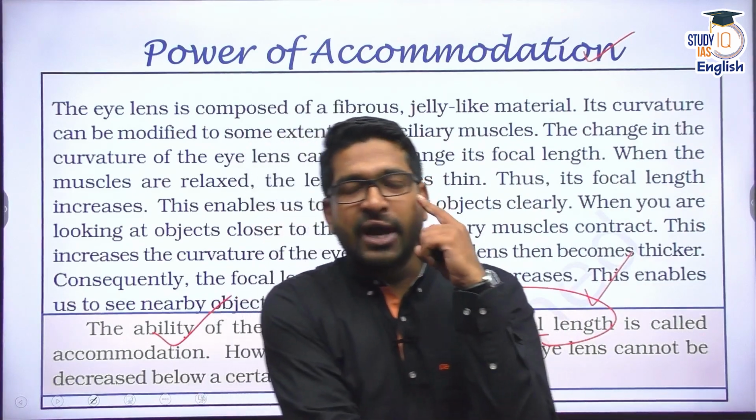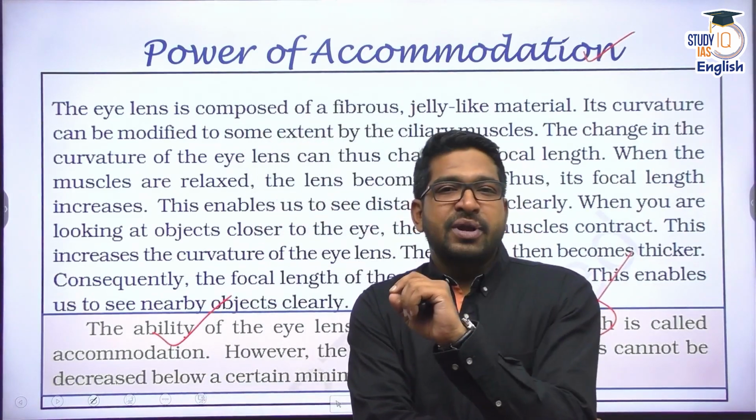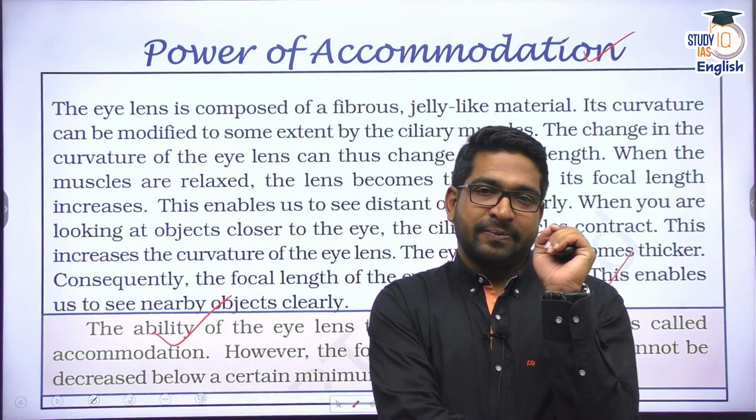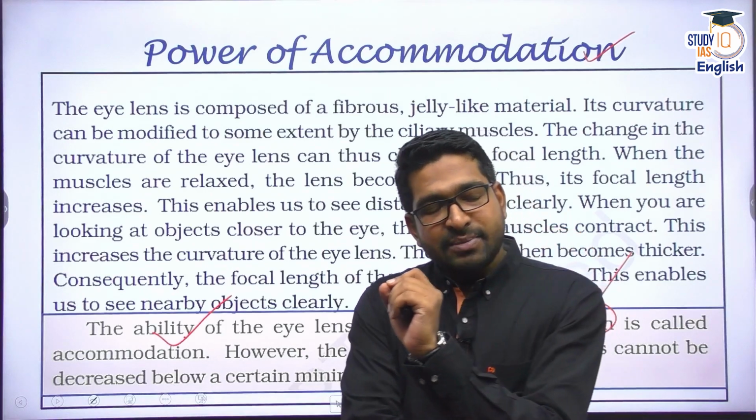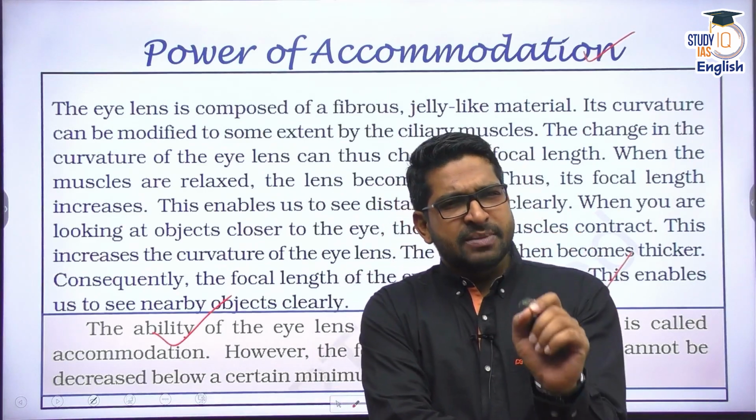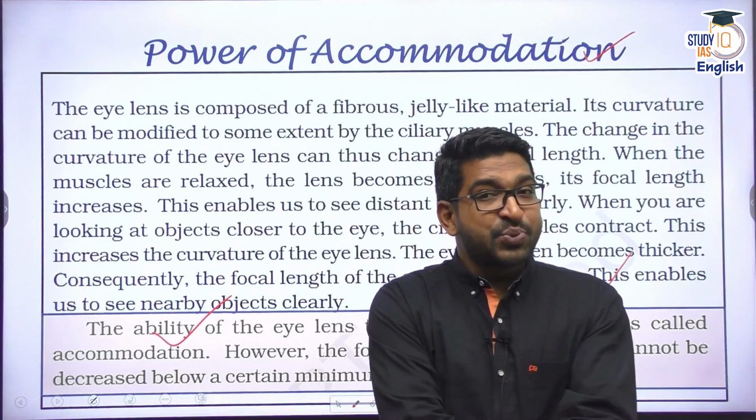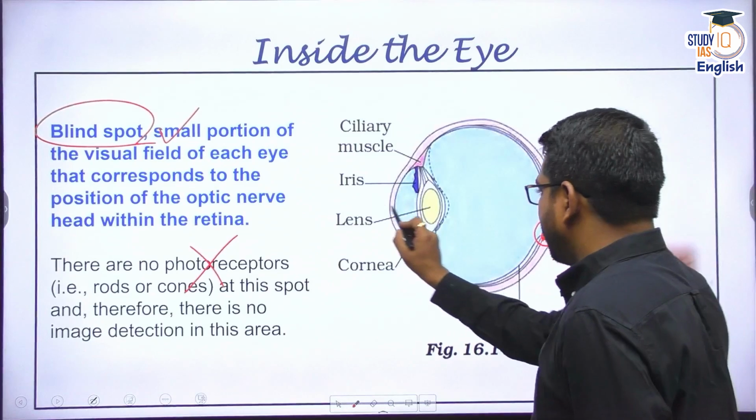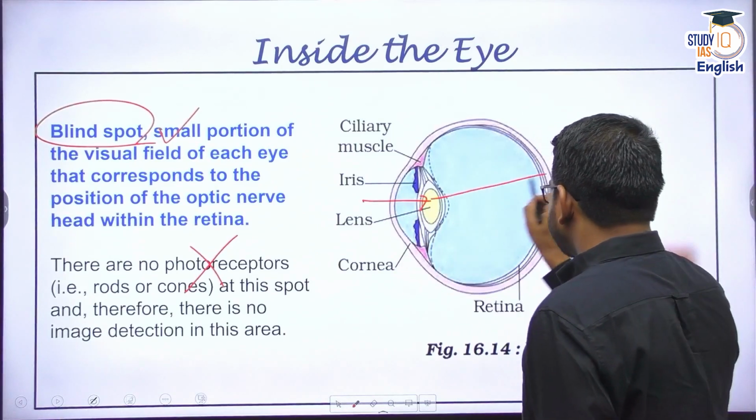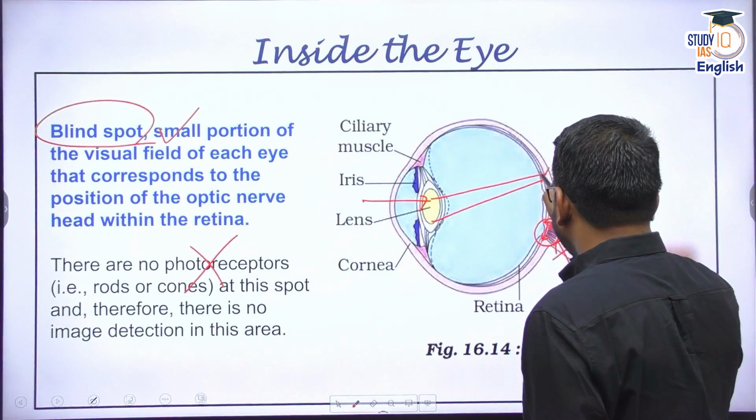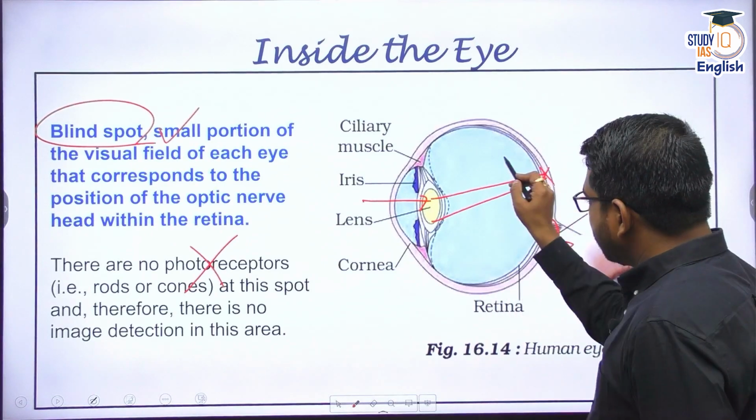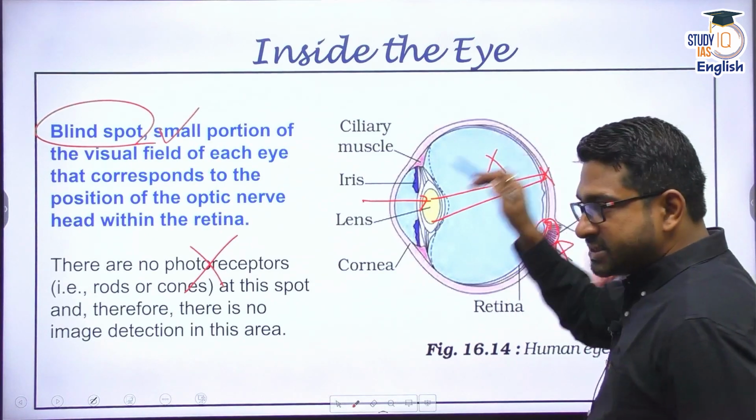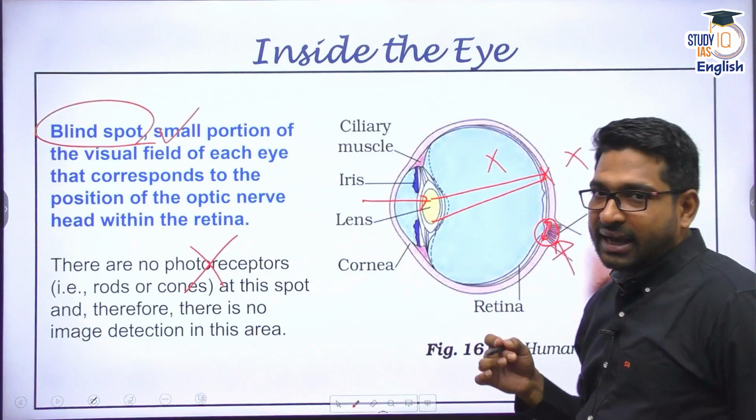Now many a times, this power of accommodation becomes weaker. Why? Our ciliary muscles might get weak, or there might be some other problem with the eye, and that is when problems occur to us. As I told you, the image has to be exactly formed. If the light passes through it, the image has to be formed exactly at the retina itself. If the image is formed somewhere inside the eye or outside the eye, then you have an eye defect.